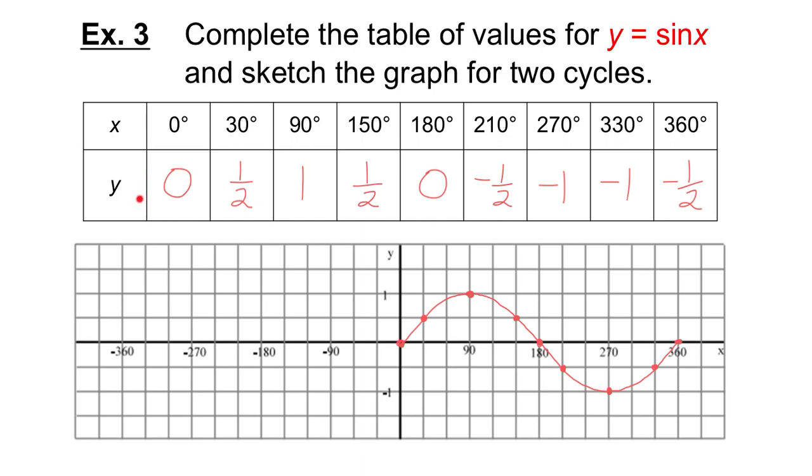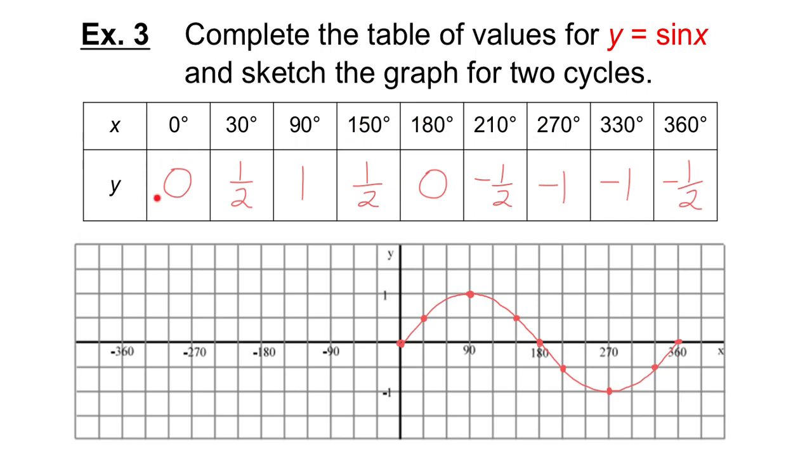Well, you can get these y values by using your calculator. Sine of 0 equals 0, sine of 30 equals a half, sine of 90 equals 1. You might even remember those as your special angles, some of them. And we can keep that pattern going into obtuse angles.